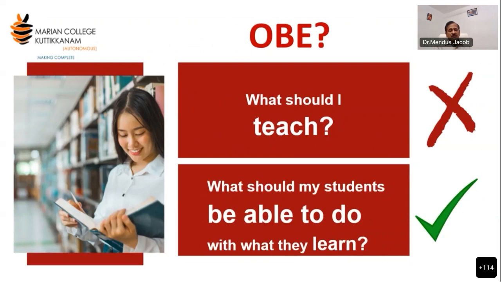Whereas in the OBE system, the new system, as a teacher, we will think like this: what should my students be able to do with what they learn? So that we'll have more activities towards the learning. We'll have the teaching and learning activities, everything focused on the learning of the students. So what should my students be able to do with what they learn? That is the new OBE system, and this is the paradigm shift from the traditional system to the OBE system.